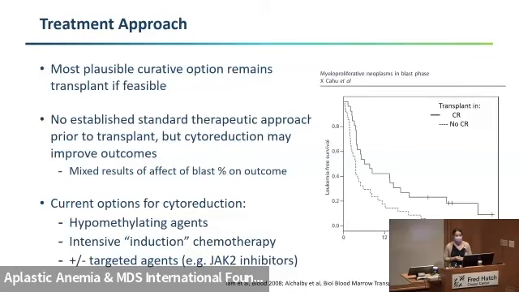We think that cytoreduction, or reduction of blood counts and blasts, can improve outcomes. And as you see on the right, this is a graph showing people who were transplanted in a CR, which is a complete remission, in black, versus those that were not. The patients transplanted in a CR did better. But there's a really mixed result on the effect of blast percentages on the outcomes and which blast level you need to be below to go to transplant. So that is really a research question that's up in the air.